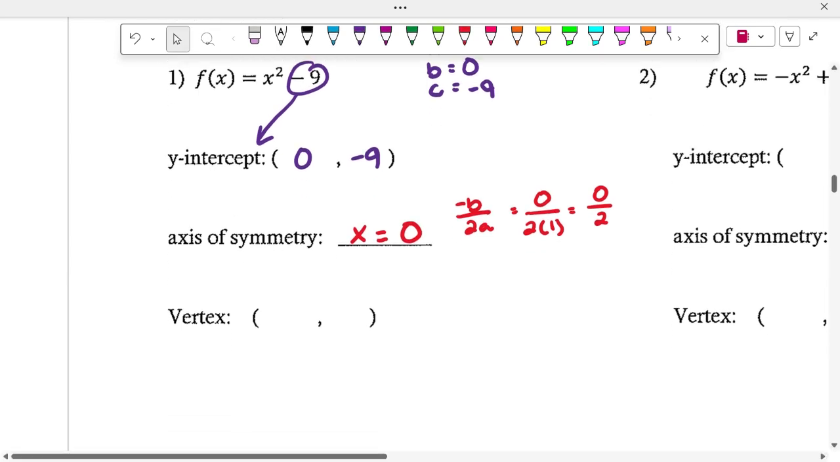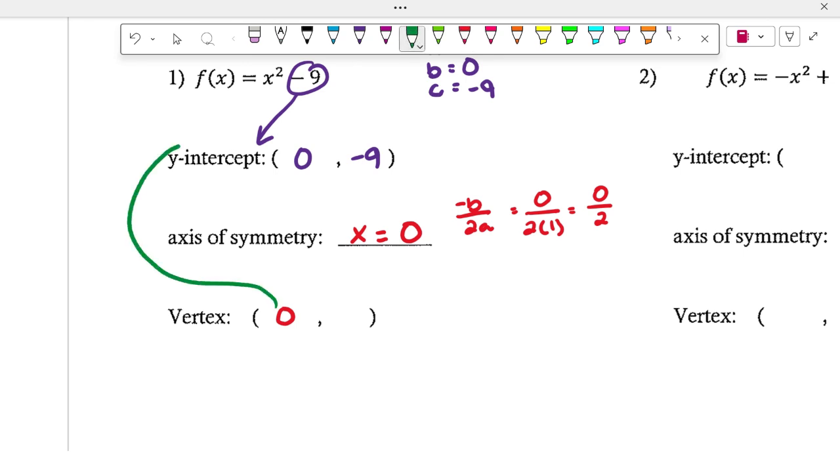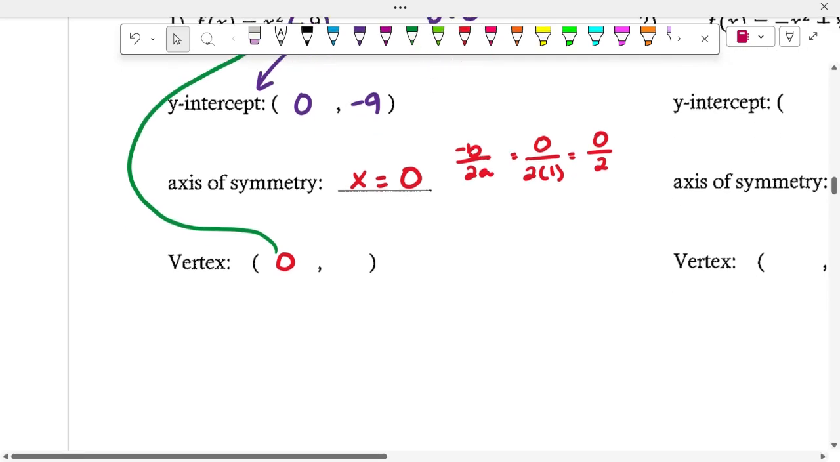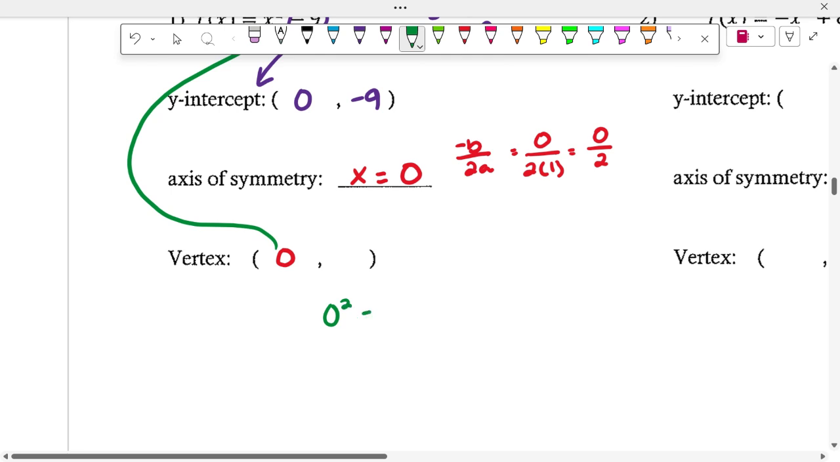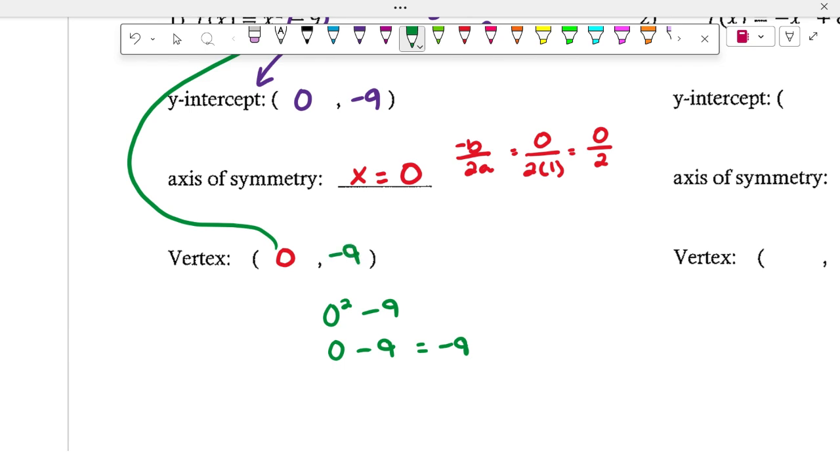That is also the x value of my vertex. So what do I need to do to find the y value? I need to plug this 0 back into the original equation for x and evaluate. So I have 0 squared minus 9. 0 squared is 0, minus 9, that's negative 9. So this is one of the rare cases where the vertex is also the y-intercept. It doesn't happen too often, but it does occasionally.